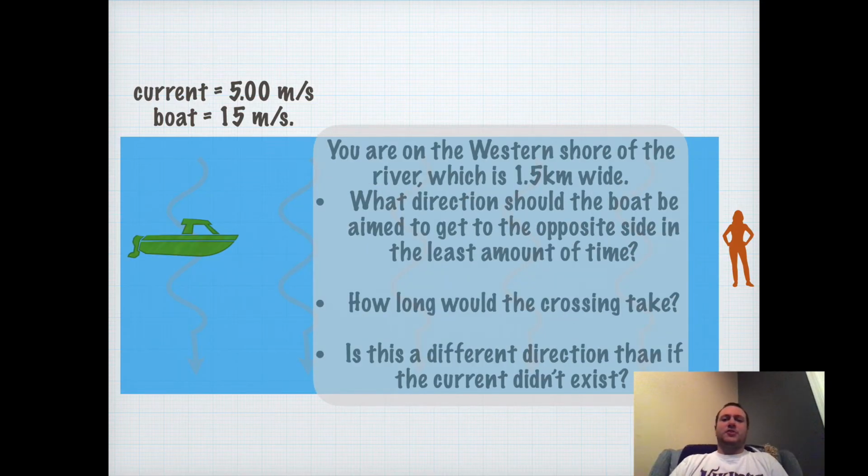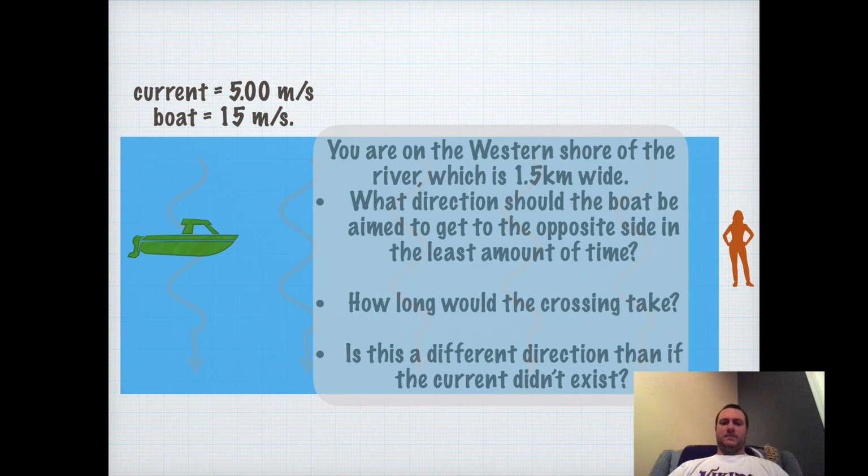Now, we're on the western shore in that awesome green boat. The river is 1.5 kilometers wide at the specific spot that you're at. What direction should the boat be aimed to get to the opposite side in the least amount of time? How long would the crossing take? And is this a different direction than if the current did not exist?